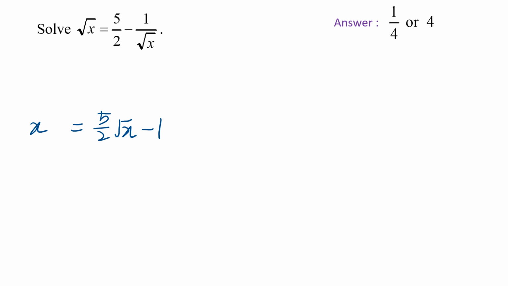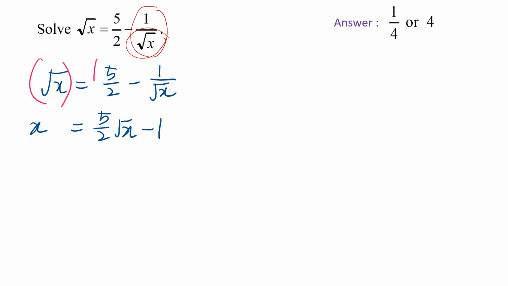For example, this question here, if you have square root x equals 5 over 2 minus 1 over square root x. So basically, if you have a denominator like this, a fraction, how do you get rid of fractions? How do you change the fractions to whole numbers? This is an algebraic skill you've already learned earlier, so you will know that you just have to multiply both sides by square root x.